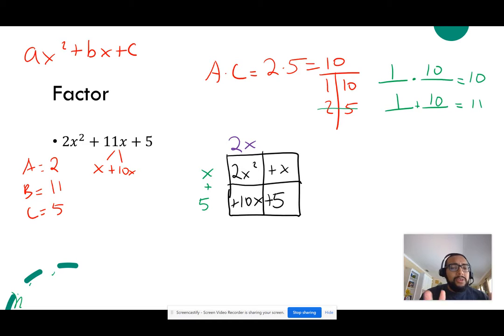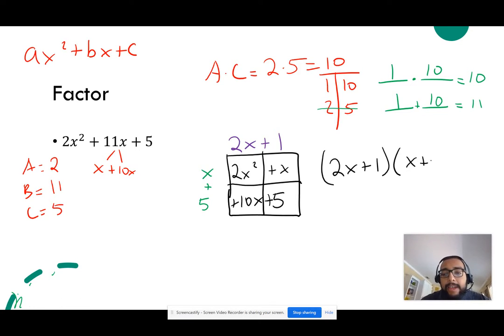So here's where it might be confusing. I can actually take out a positive 1 because 1 will go into anything. So this will lead us to our answer. This leads us to our answer of 2x plus 1 and then x plus 5.